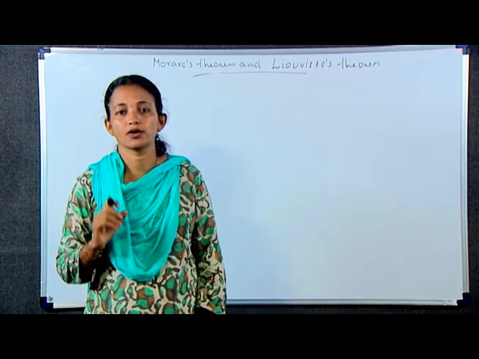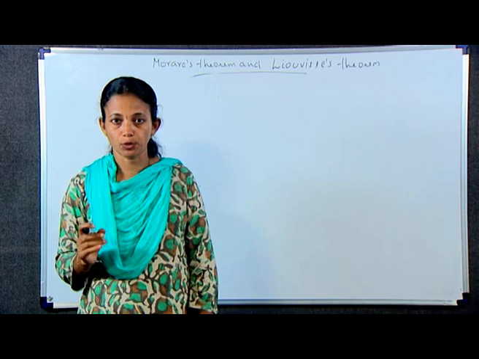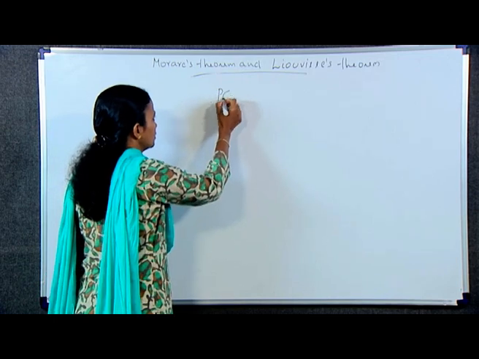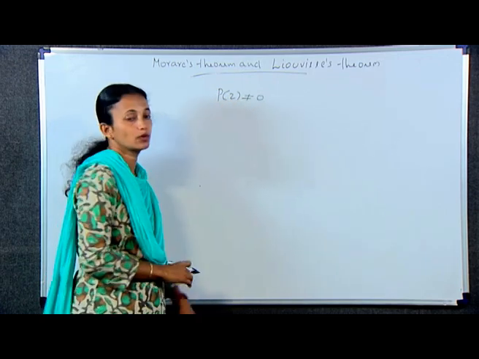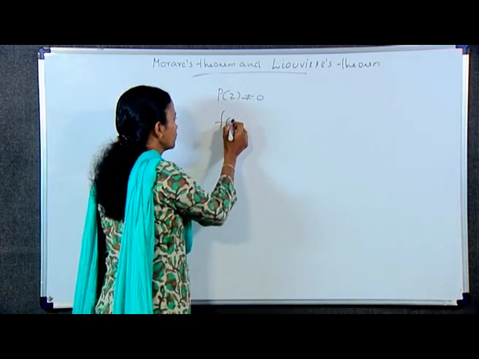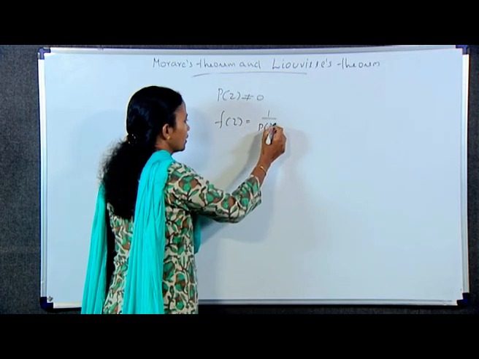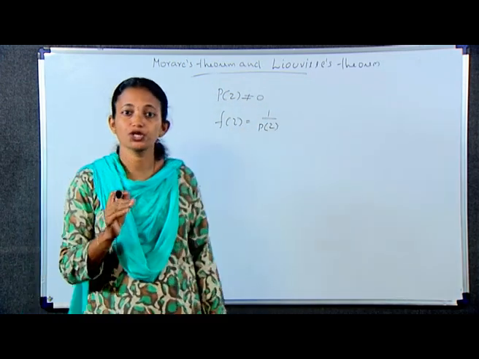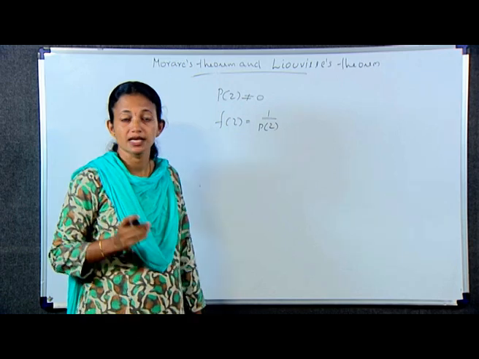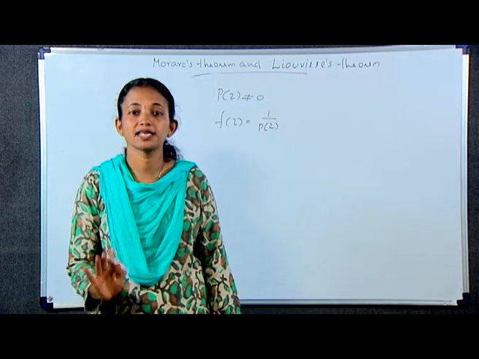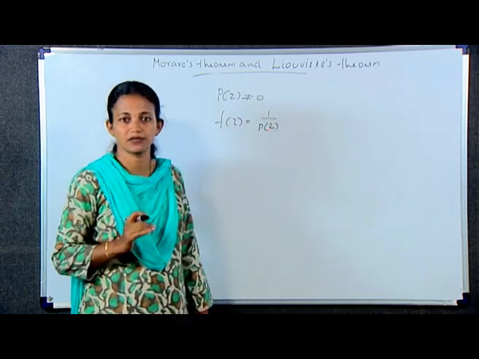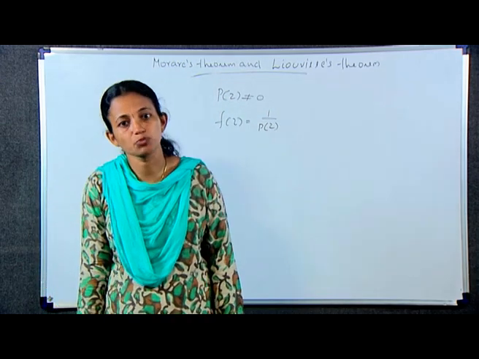The proof is by contradiction method. If possible, suppose that p(z) is not equal to 0 for all z. That is, we are assuming p(z) not equal to 0 for all z. Then the function f(z) is equal to 1 by p(z), being a quotient of two analytic functions, that is 1 and p(z), is everywhere analytic. That is, f(z) is an entire function. Now, we show that f(z) is bounded.